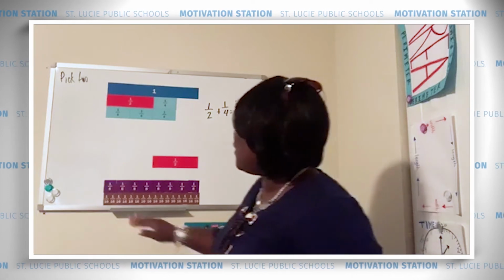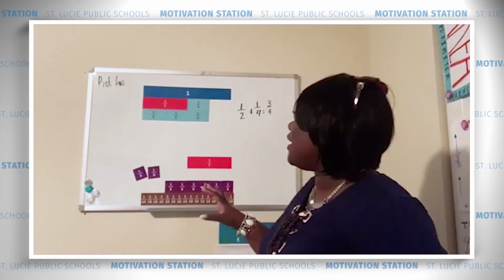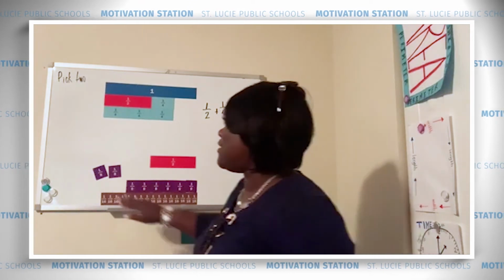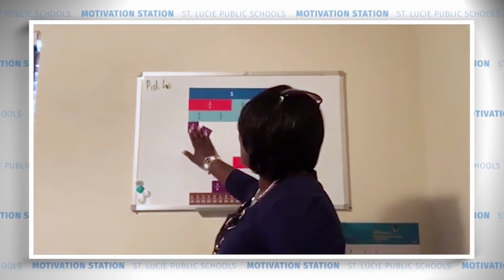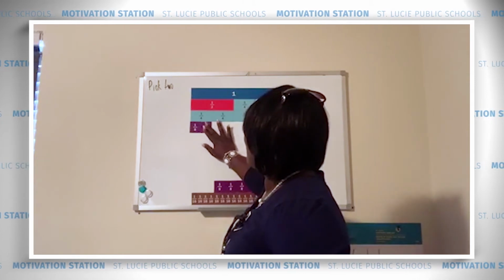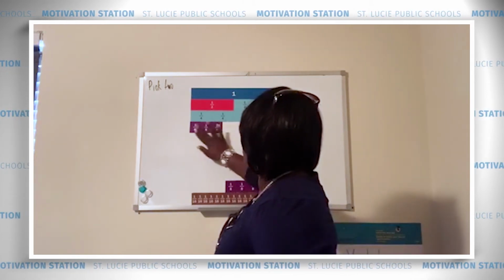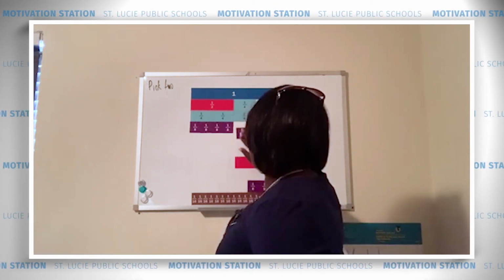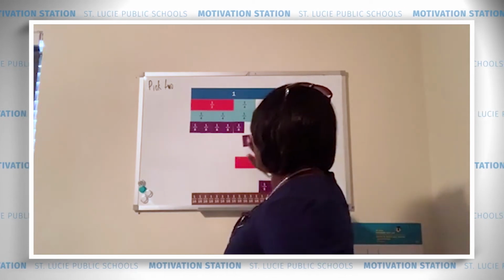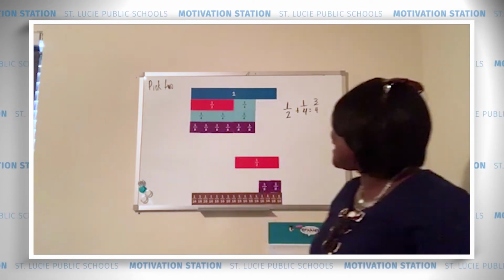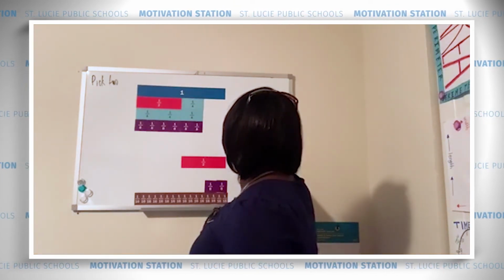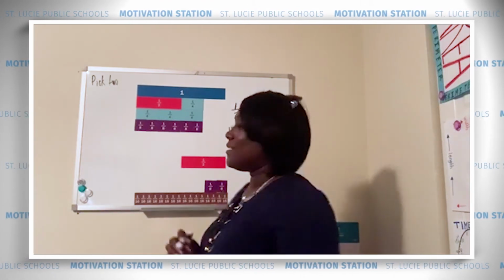Let's try it again with 1/8. How many 1/8 do you think we're going to need to match 1/2 plus 1/4? Maybe so. 1/8, 2/8, 3/8, 4/8, 5/8, 6/8. So 1/2 plus 1/4 is equivalent to 6/8.